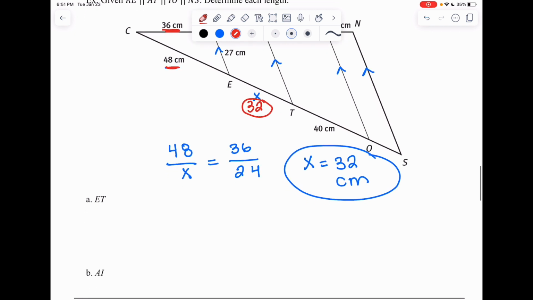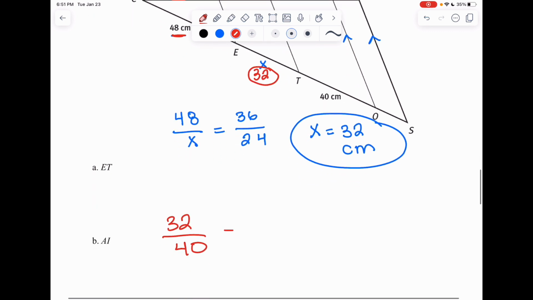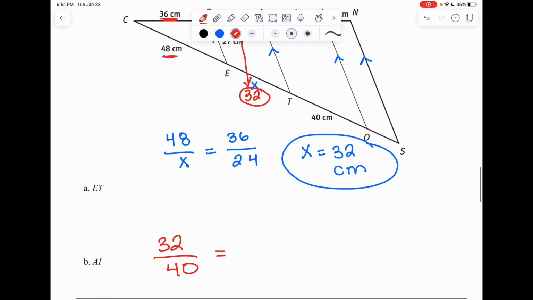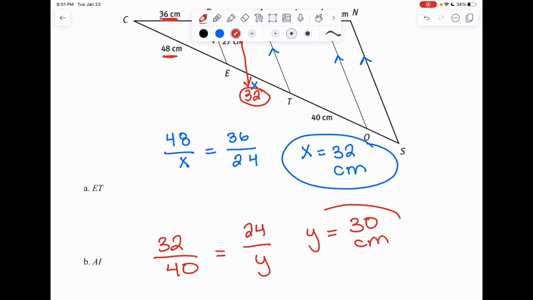So to find AI, I can say 32 over 40 equals, I need to make sure that everything lines up. So do we see how 32 and 24 line up with one another? So 32 over 40 equals 24 over y. And if I were to cross multiply and solve, I would get that y equals 30 centimeters.